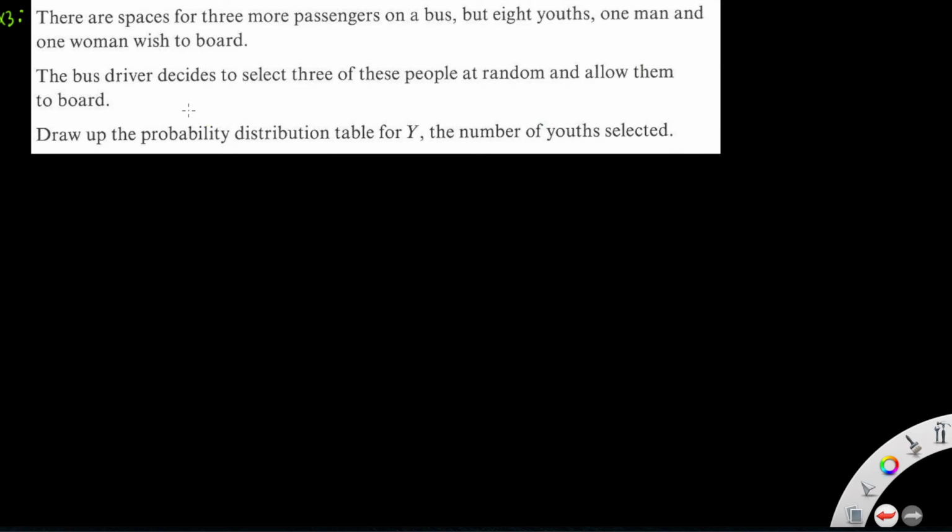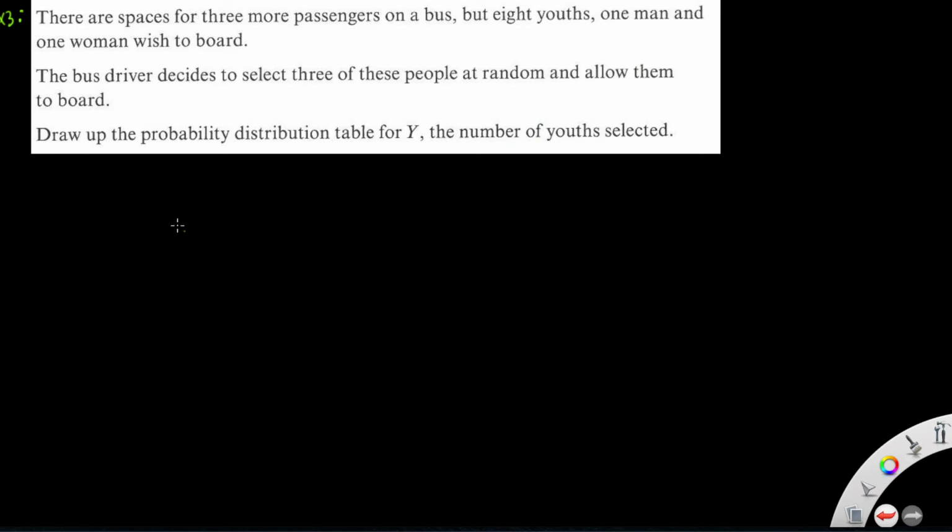Third example. There are spaces for 3 more passengers on a bus, but 8 youths, 1 man, and 1 woman wish to board. The bus driver decides to select 3 of these people at random and allow them to board. Draw up the probability distribution table for y, the number of youths selected.